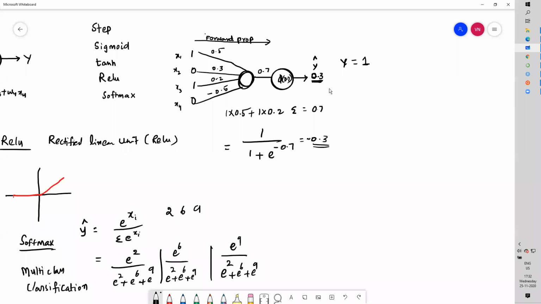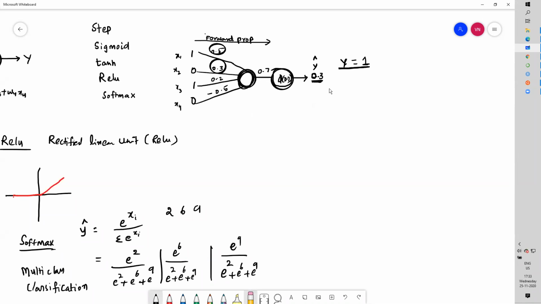So how can we make this output close to the actual value? By changing these weights. If we can change these weights, of course, the output of the summation equation will change, and the output of the activation function will also change. Maybe we will see something closer to Y equal to 1. Okay, now let's do this.